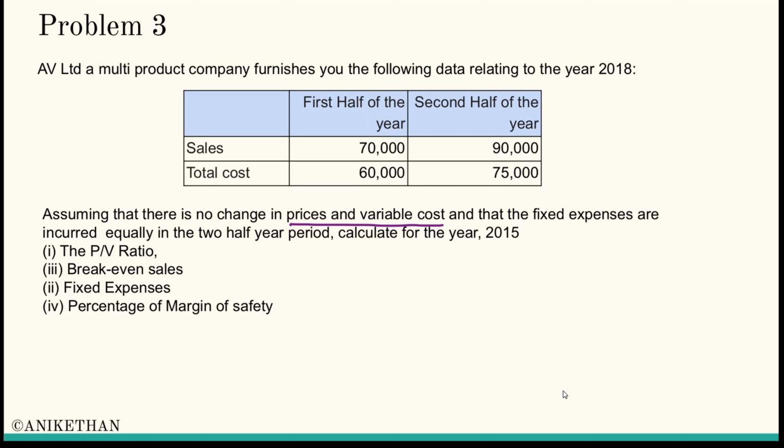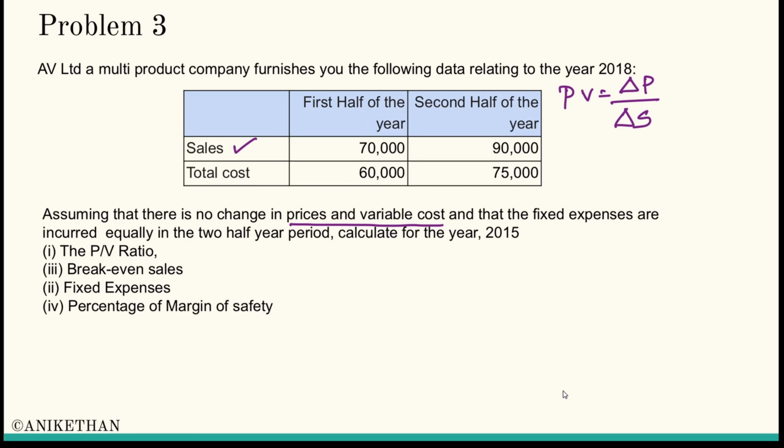So what you have to calculate first is PV ratio. So we know PV ratio formula is equal to contribution over sales. But only sales value is given. And contribution I can calculate if variable cost is given. Here it is not there. So in this case we cannot use this formula. We have to use change in profit over change in sales.